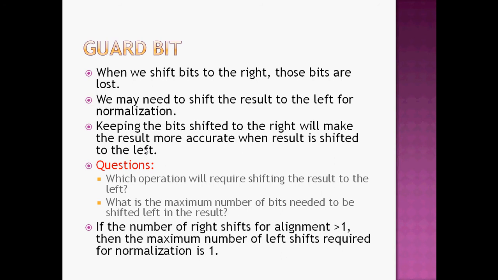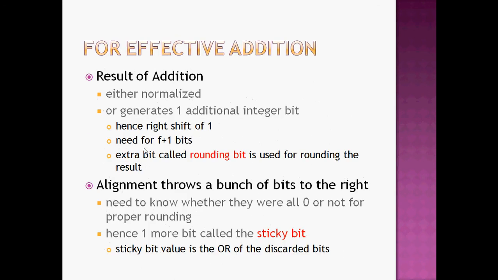Let's see the question which should arise in this topic. Which operation will require shifting the result to the left, and what is the maximum number of bits needed to be shifted left in the result? If the number of right shifts for alignment is greater than 1, then the maximum number of left shifts required for normalization is 1.